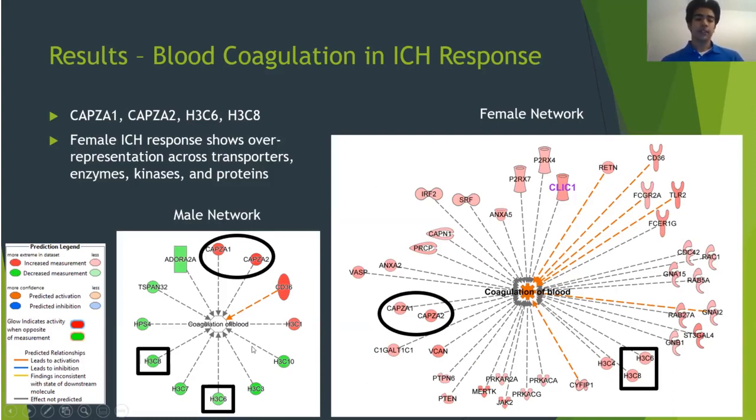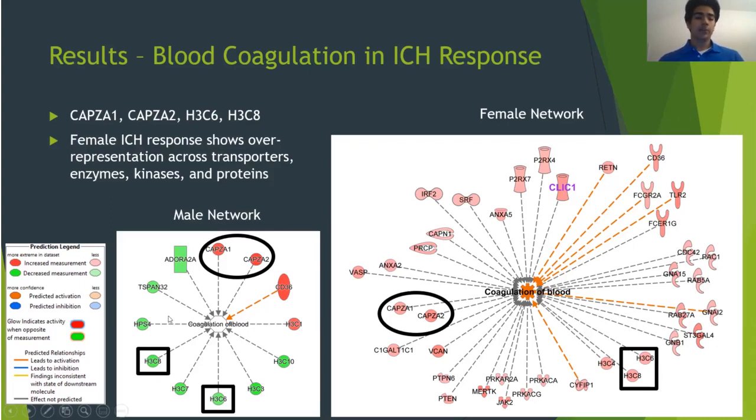And if we look at the network as a whole, the male network is predominantly downregulated, with the female network being predominantly upregulated, showing that it's the same gene ontology term that was significant for diagnosis, but they had different expression directions. Furthermore, in the female network, there's a large array of different molecular targets.